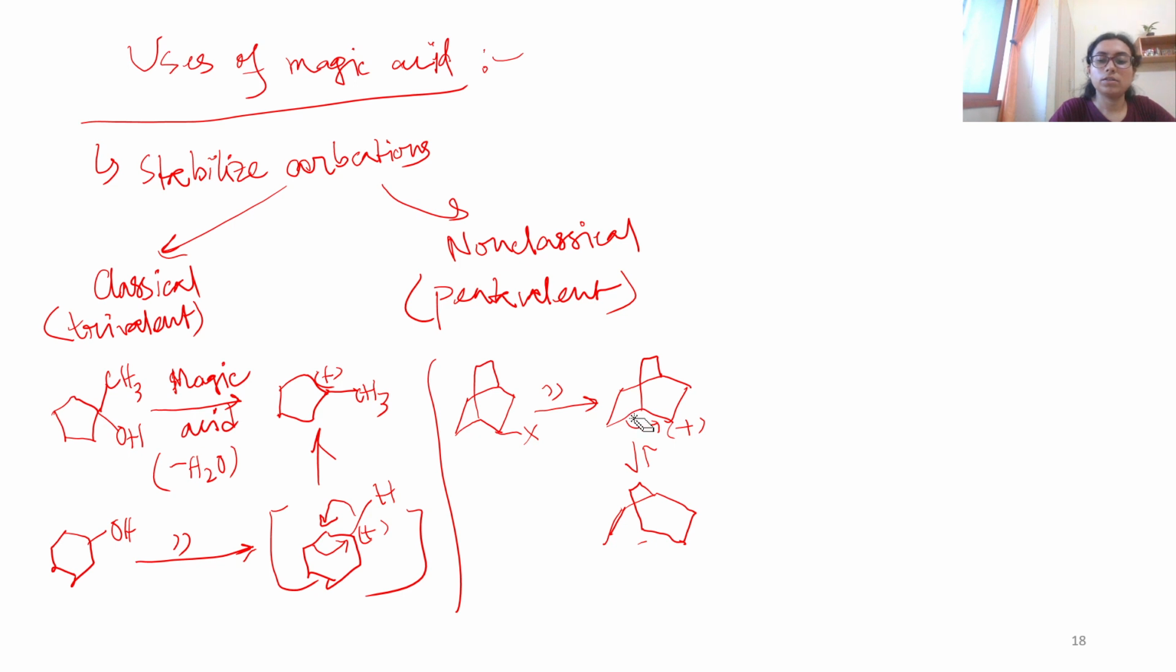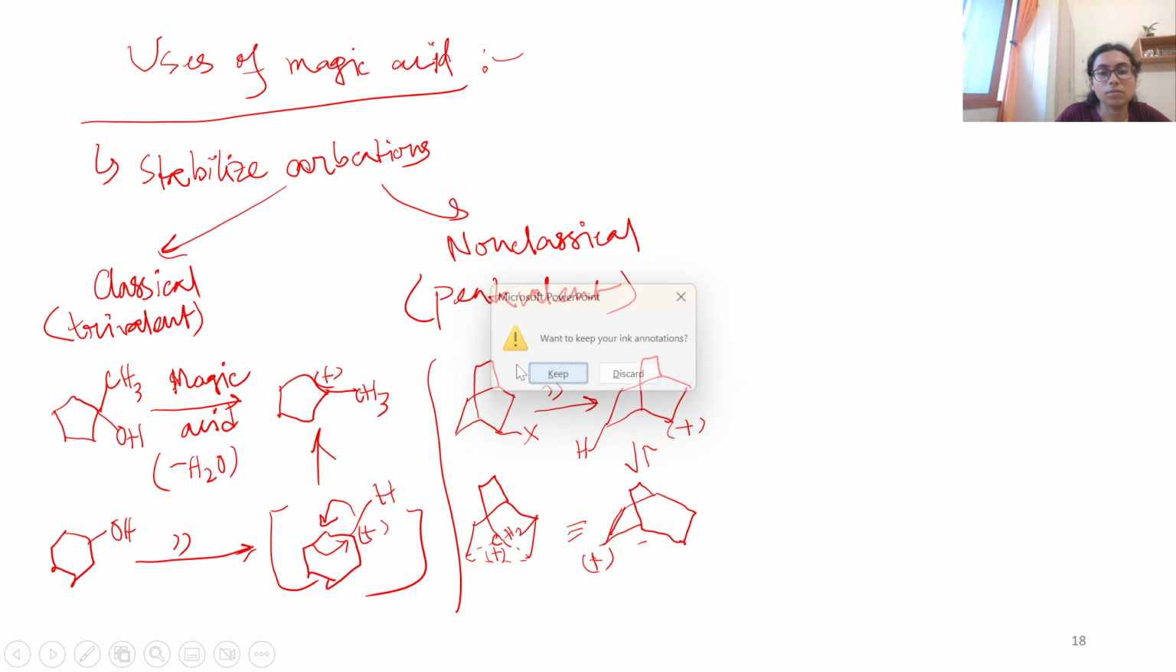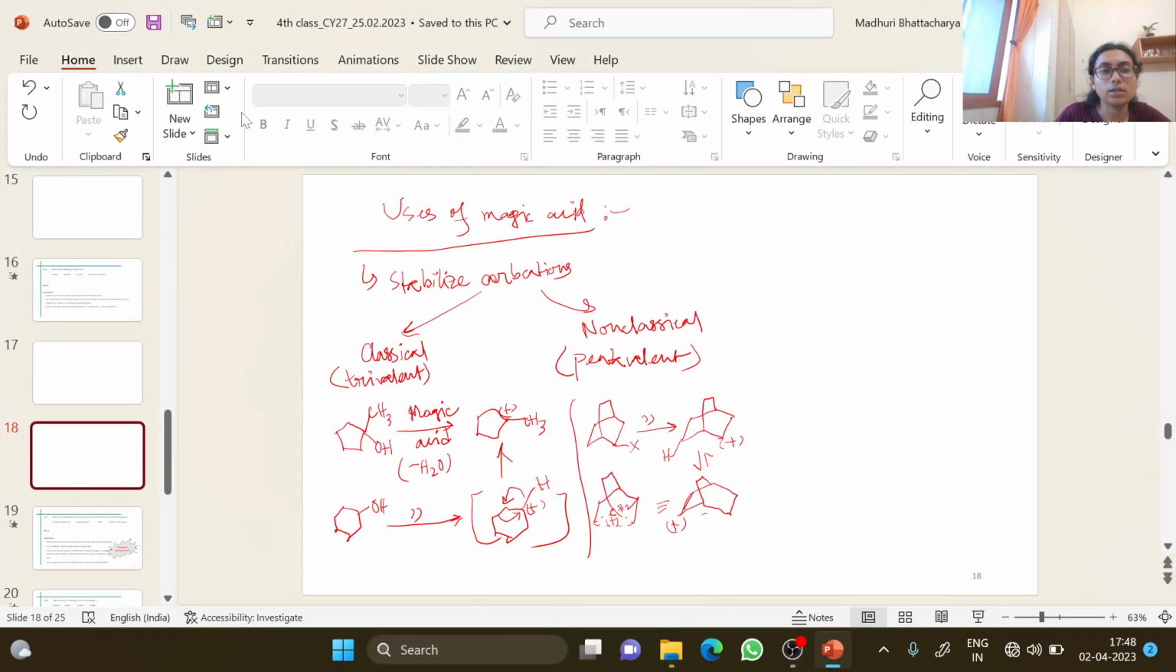Like not this one actually, hydrogen transferred. Then I can represent this as, I can represent this carbocation as this one. So it can stabilize all these carbocations in the reaction medium. Then it can act as protonating agent also.